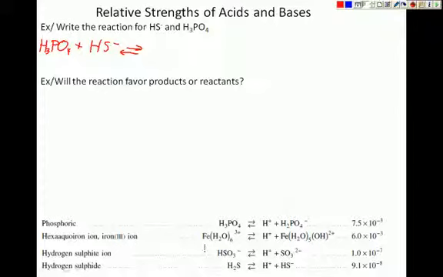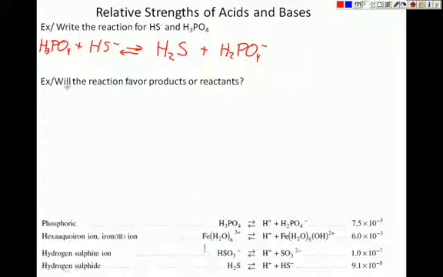Since H3PO4 is going to be acting as an acid in this reaction, and the definition of an acid is something that loses a proton, HS- is going to be acting as a base, or in other words, something that gains a proton. HS- is going to gain a proton and be turned into H2S. And H3PO4 is going to lose a proton and therefore turn into H2PO4-. Okay?